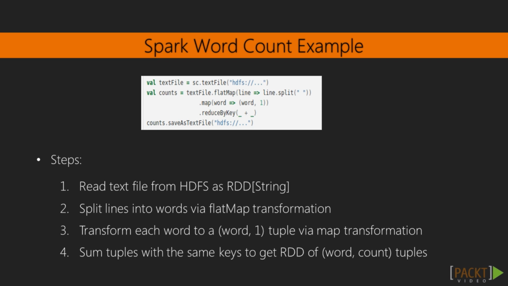Then we apply a map transformation and transform each word to a tuple where the first element is the word and the second is 1. Then we apply a reduce by key with an addition function. Here the key is the first element in the tuple, which in our case is the word. So what reduce by key does is it aggregates elements of the RDD with the same word and sums the corresponding values. Since the corresponding values are 1, this is equivalent to a word count.